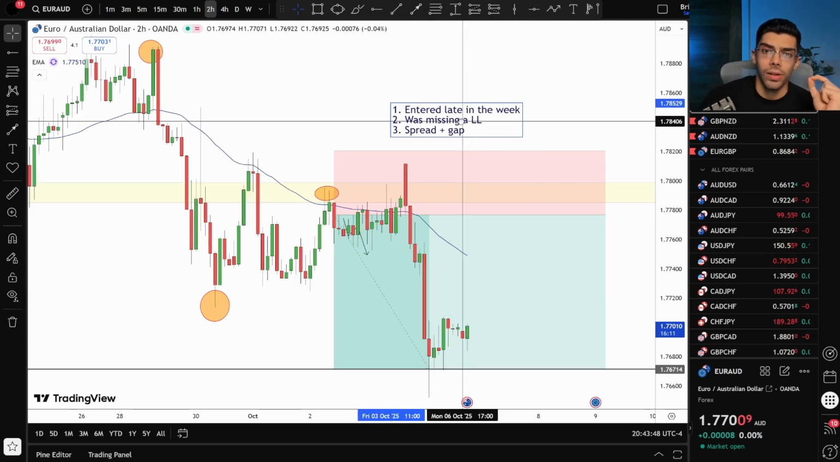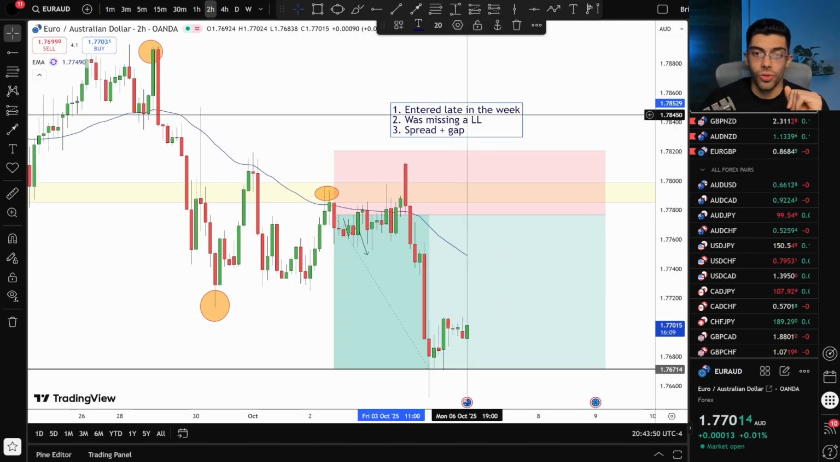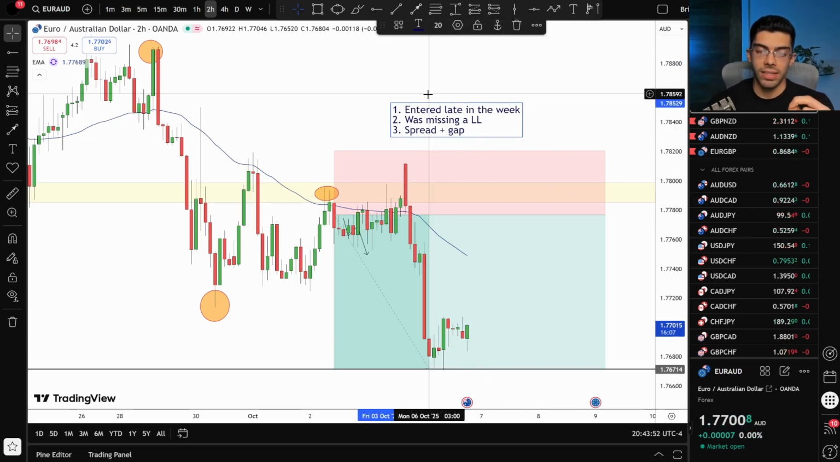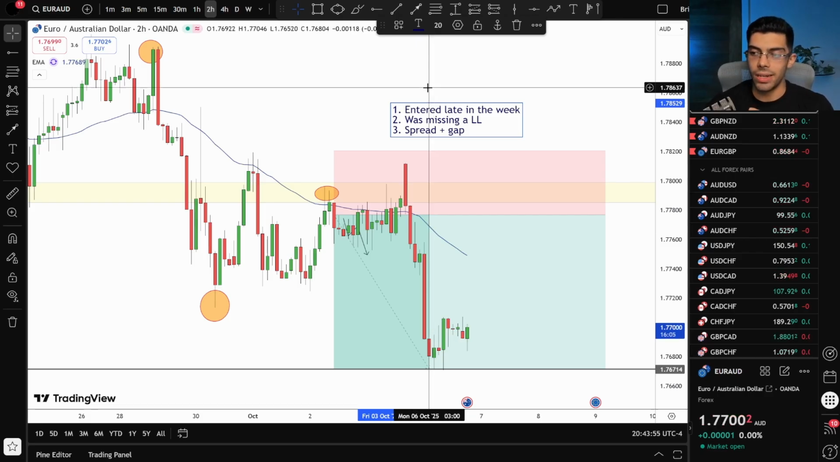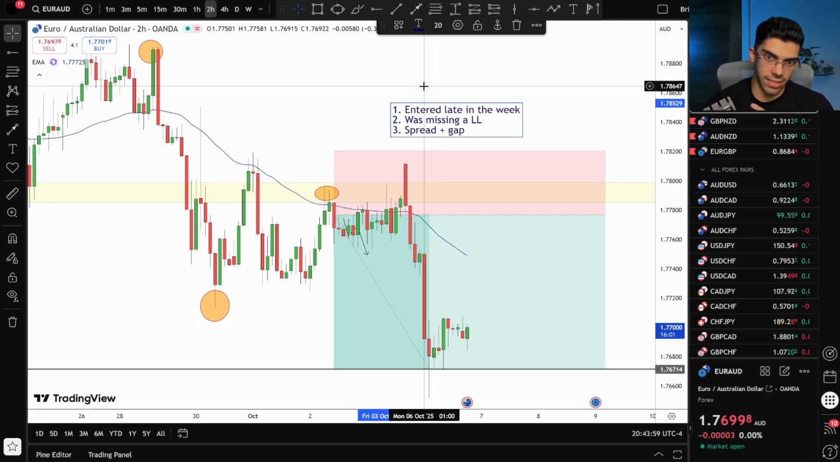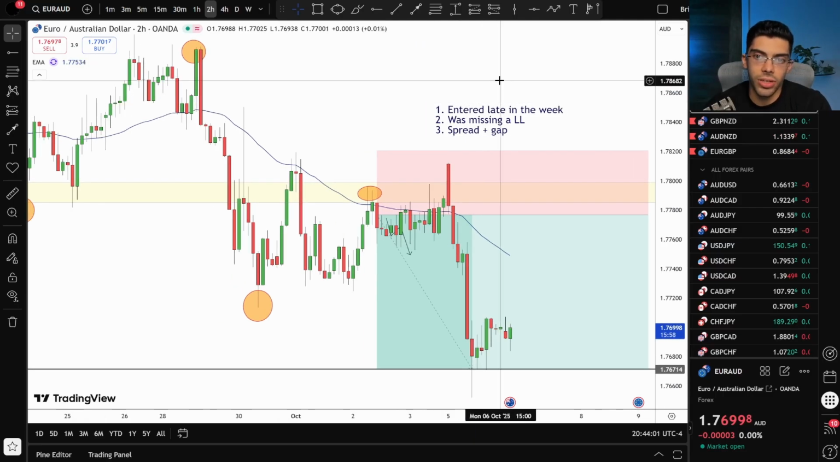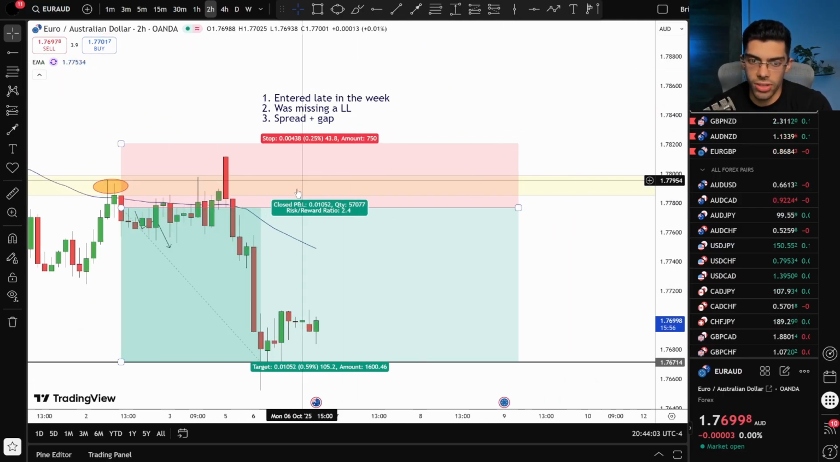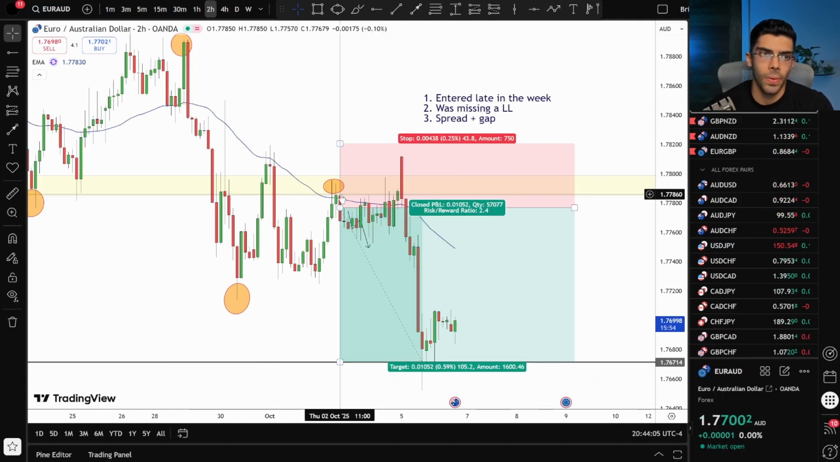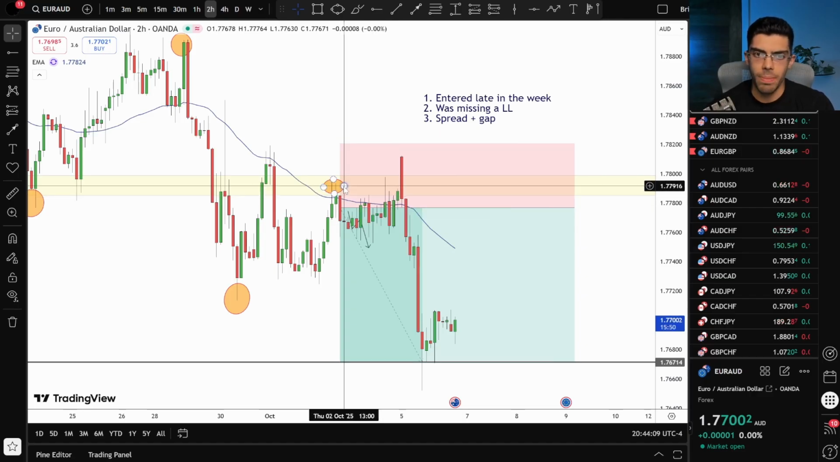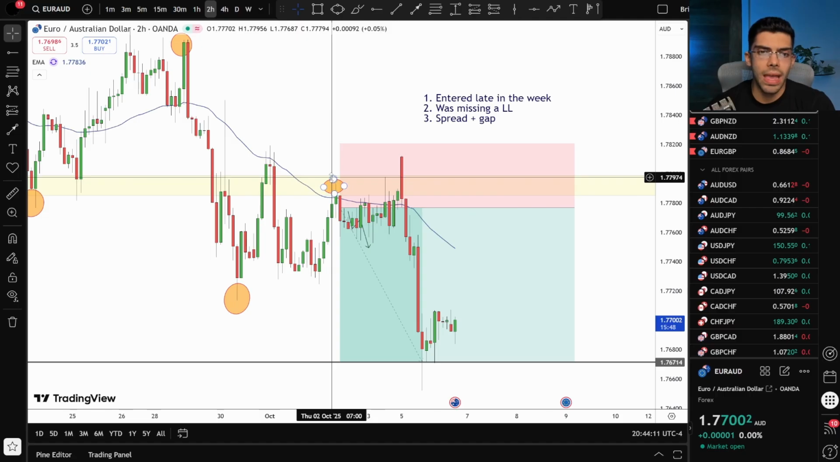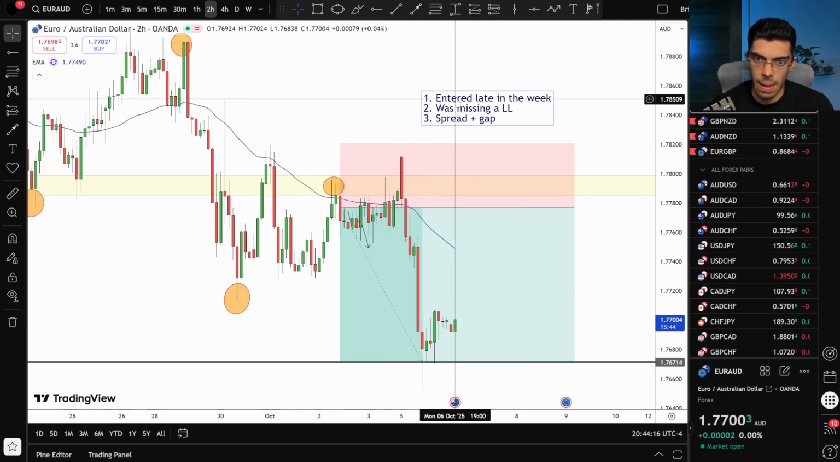Now, the reasons why I do think this trade was a loss, because I still want to take accountability for my losses, even if I know it was kind of BS. So first of all, I entered late in the week. I entered on a Thursday, right around here. That is a little bit later in the week. I think entering on Thursday is perfectly fine. I've done it many times. However, it does slightly increase the chance of something like this happening.